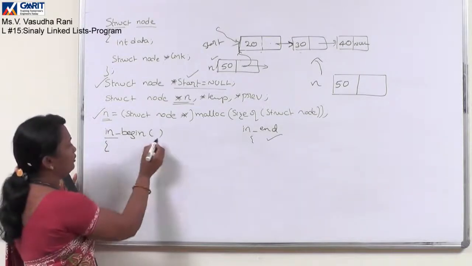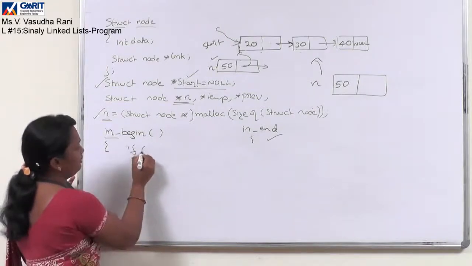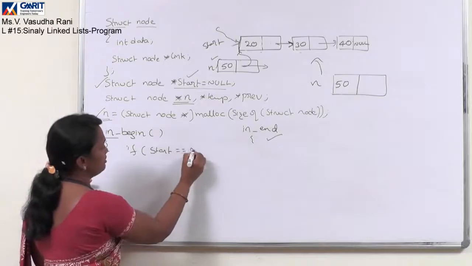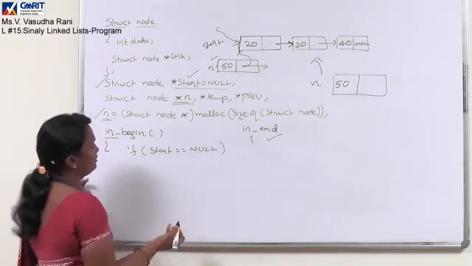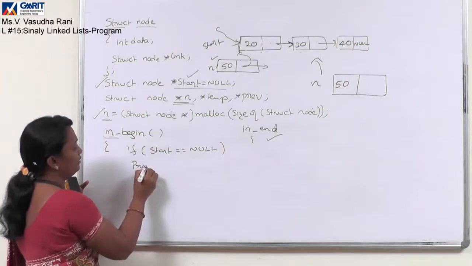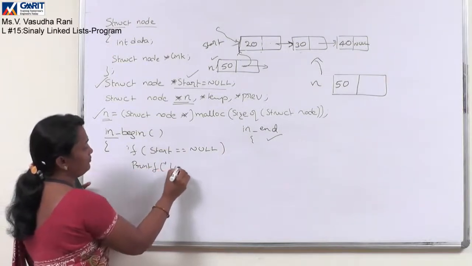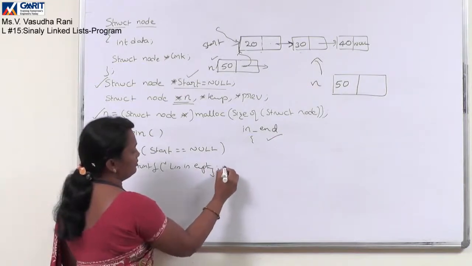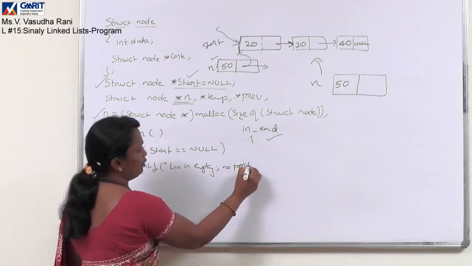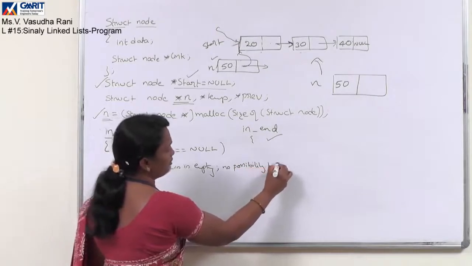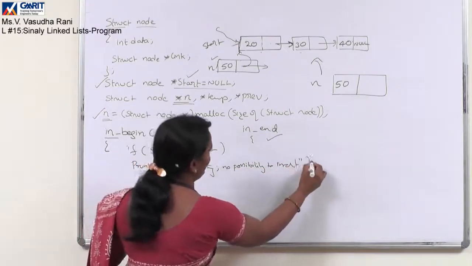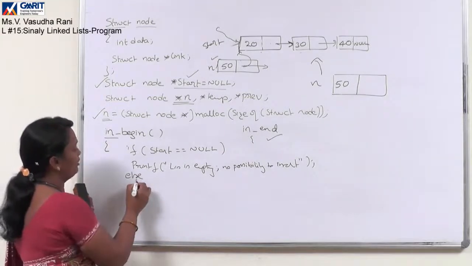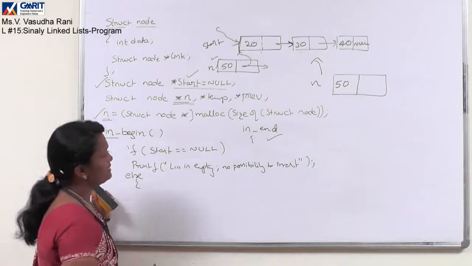Okay. Now in begin, in order to check whether the list is empty, if start is null, we are going to give a message that the list is empty, no possibility to insert a node. Okay. In the else part, now we are going to see the actual insertion.